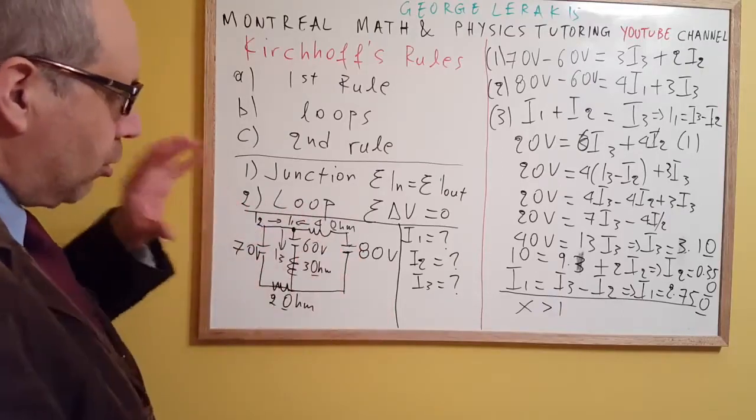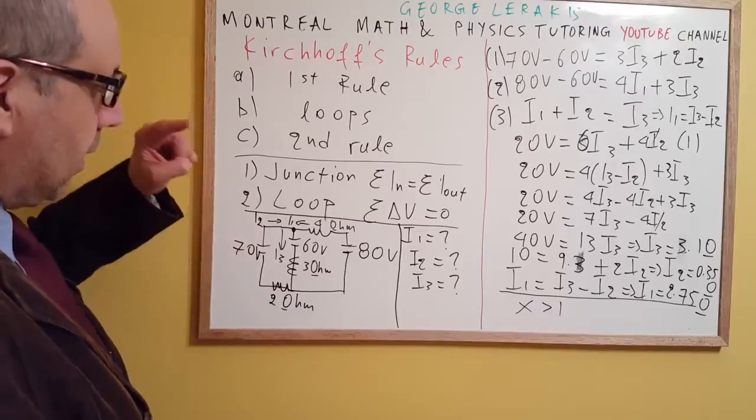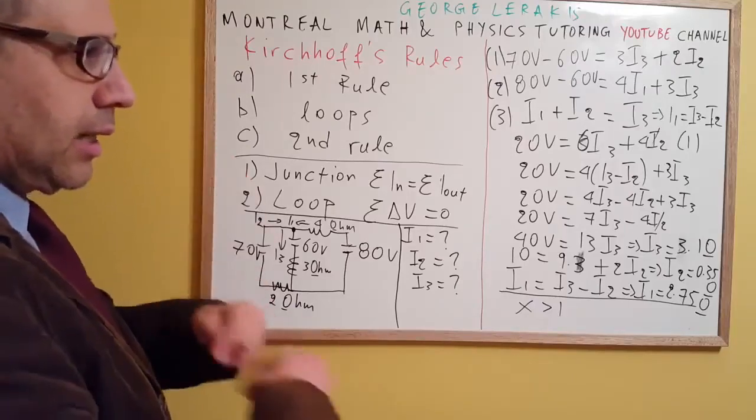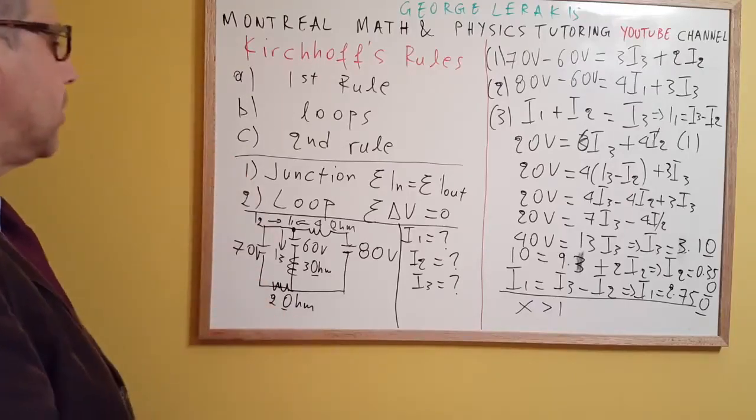Now for problem B, which loops should you use? You should always use the loops that don't contain any other loops inside them.